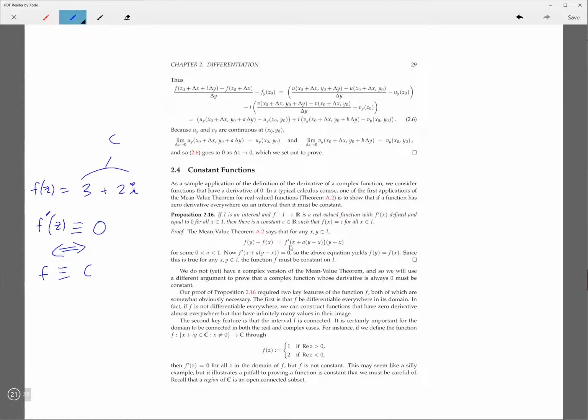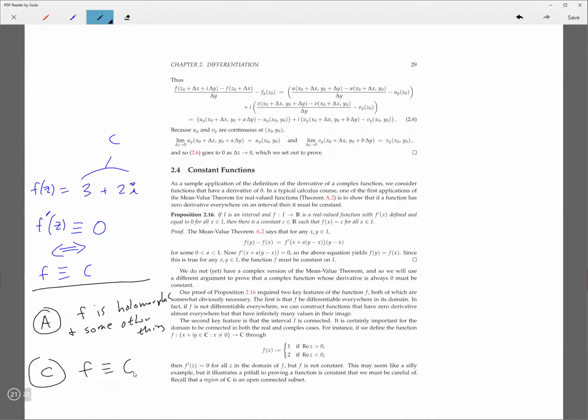And there are lots and lots of theorems in complex variables, complex analysis, where the antecedent, these are the conditions that you're given, will read something like this. F is holomorphic, blah, blah, blah, and some other thing. Those would be the conditions. And then the conclusion is, oh, f is constant.